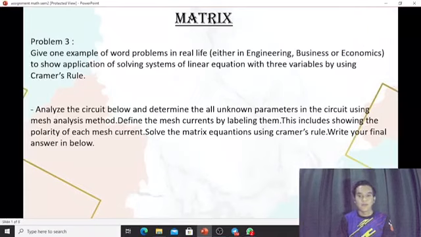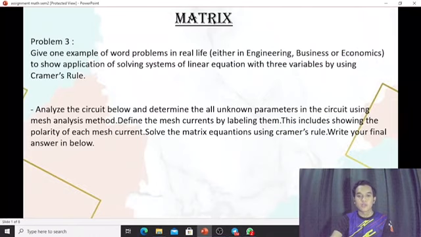Hi, my name is Nur Fariduddin bin Saad. I will solve problem 3. The question given for problem 3 is: give one example of a word problem in real life in engineering, business or economy to show the application of solving a system of linear equations with 3 variables by using Cramer's rule.